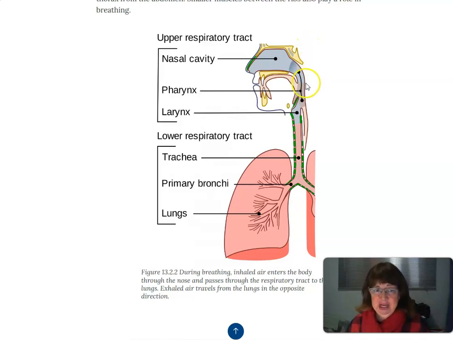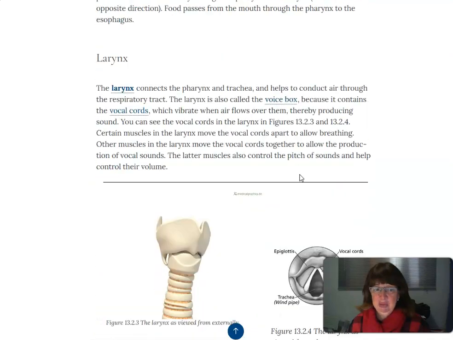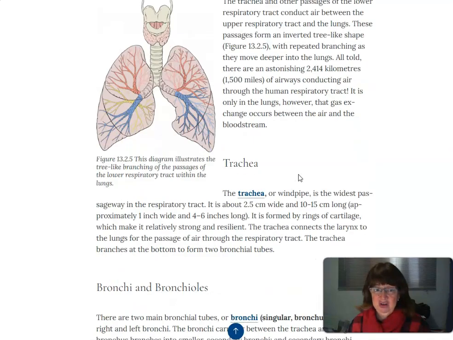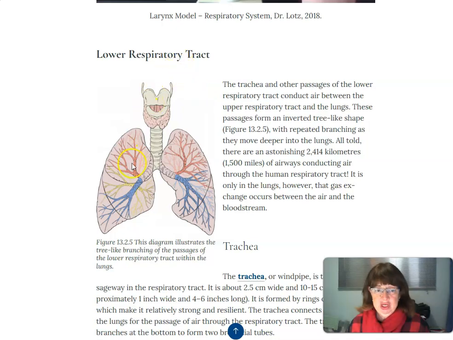Then the air will go down your pharynx and through your voice box, which is your larynx. And then it will go down the wind tube called the trachea, and then it divides into bronchi, and bronchi divide farther and farther again. So when we look at the lower respiratory tract, the bronchi divide and then divide and divide and divide again.